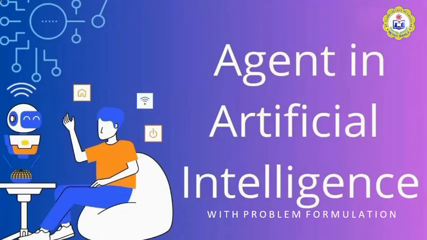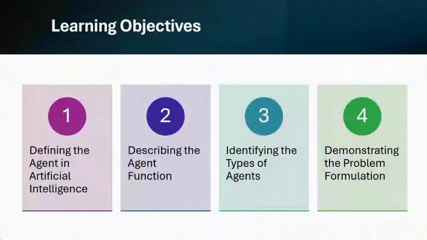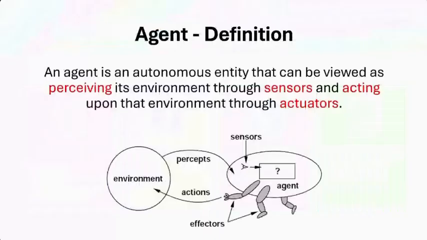So here are what I have mentioned a while ago, the objectives that we should be discussing regarding the entire meaning, the description of the agent function, the types of agents that we have to identify, and the problem formulations that we are going to demonstrate. First, we define what is an agent.